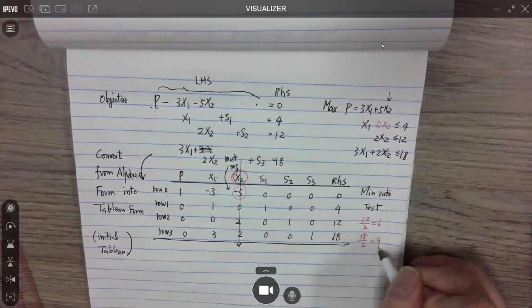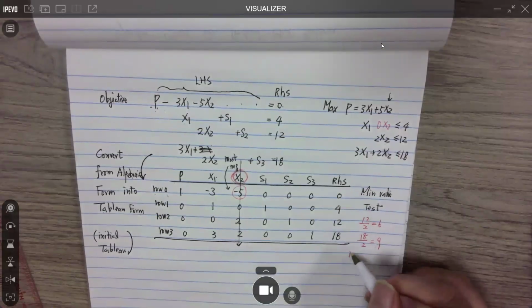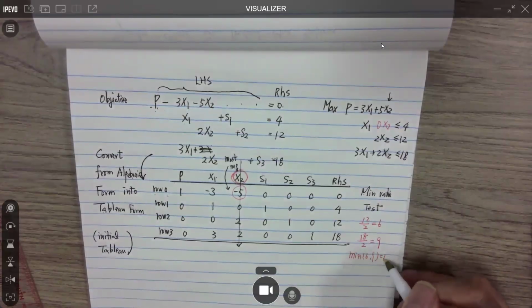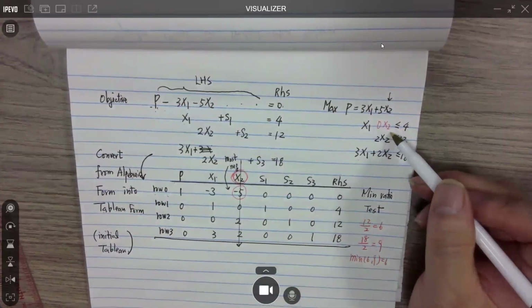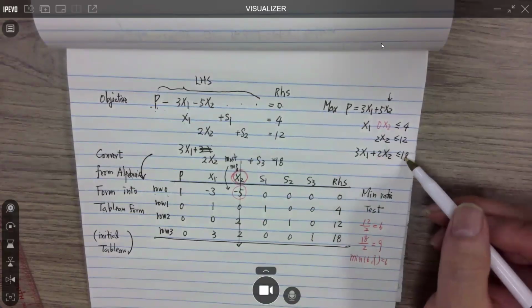This is 9. So which one are you going to choose? You choose 6 or 9? You choose the minimal ratio. 6 and 9, you choose 6. Because if you choose 6, this 6 times 2 is still less than or equal to 12, and 6 times 2 is still less than or equal to 18.